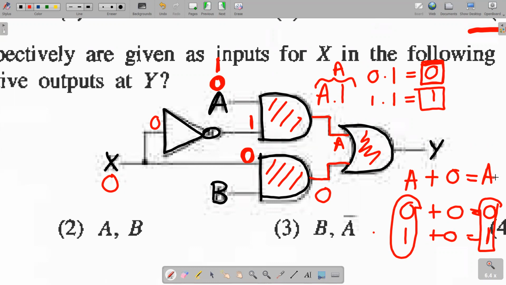That means when X is 0, Y is outputting A. Are we clear about this, people? Okay. So that means when X is 0, Y equals A. Now let's check what happens when X is 1.